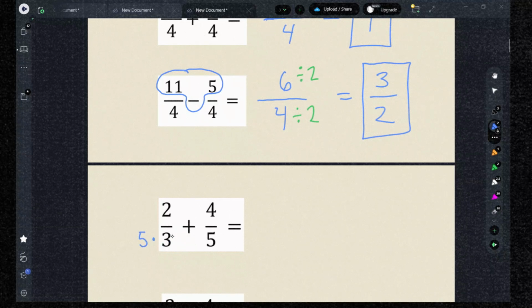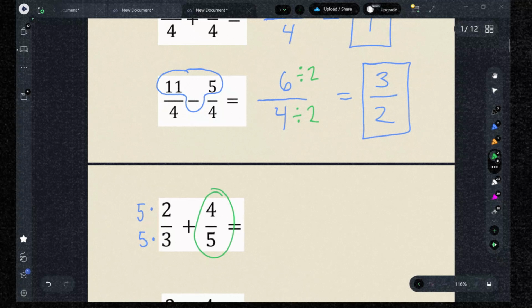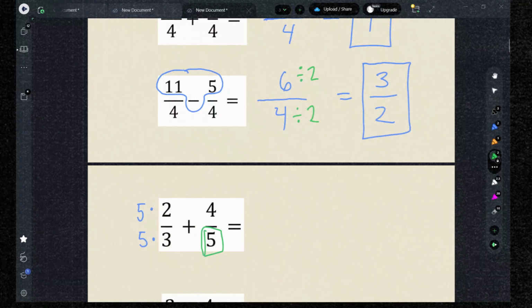But I can't do it only to the bottom of the fraction. I have to do it to the bottom and the top of the fraction. So I have to do this. Multiply it by 5 on the top and the bottom. Now let's do the same thing for the second fraction. So the denominator is a 5. I need to multiply by the opposite denominator, which is a 3. So this fraction I'm going to multiply by 3 on top and bottom. Times 3, times 3. And then let's see what we get here.